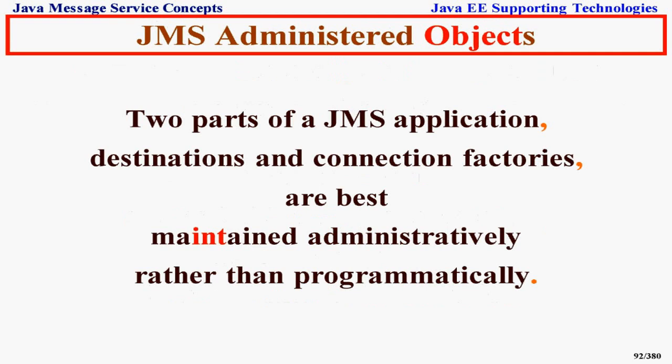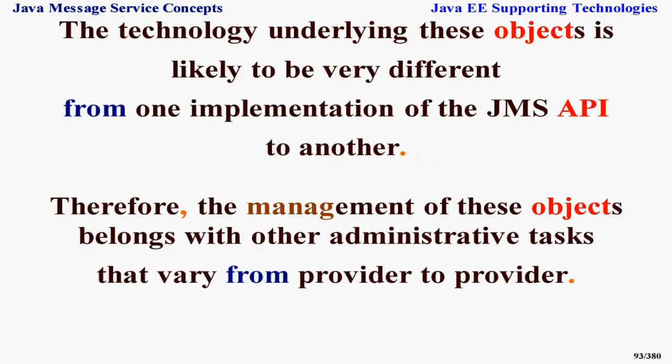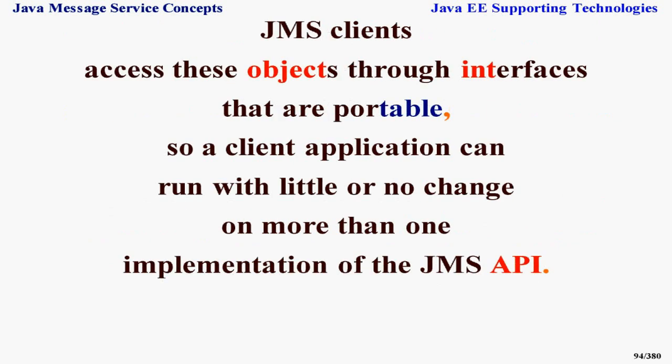JMS administered objects. Two parts of a JMS application, destinations and connection factories, are best maintained administratively rather than programmatically. The technology underlying these objects is likely to be very different from one implementation of the JMS API to another. Therefore, the management of these objects belongs with other administrative tasks that vary from provider to provider. JMS clients access these objects through interfaces that are portable, so a client application can run with little or no change on more than one implementation of the JMS API.